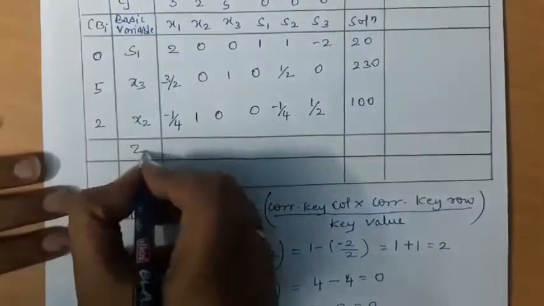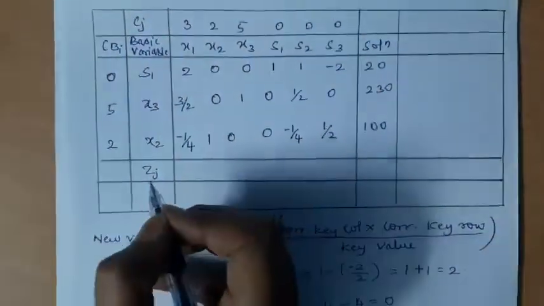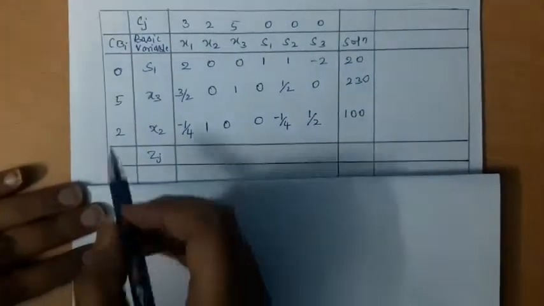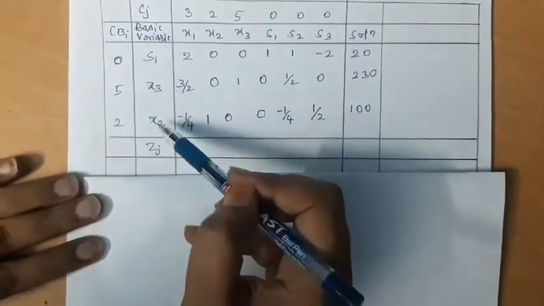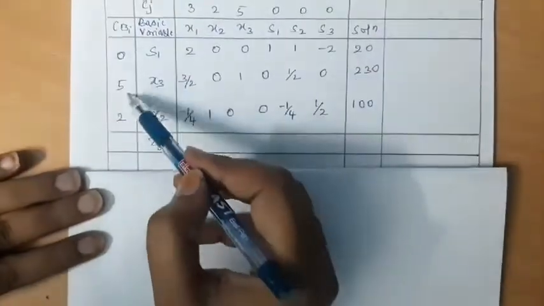So now we finish finding the values. Now we got all the new values for all the variables. Now we need to find the Zj value. So to find the Zj value, the coefficient basic values of S1, X2, X3, that is 0, 5, 2, have to be multiplied with each column.